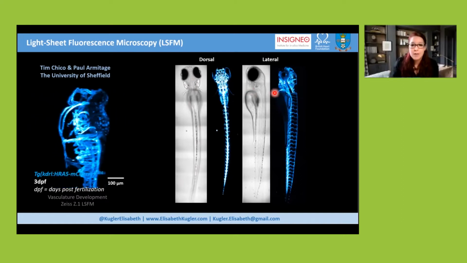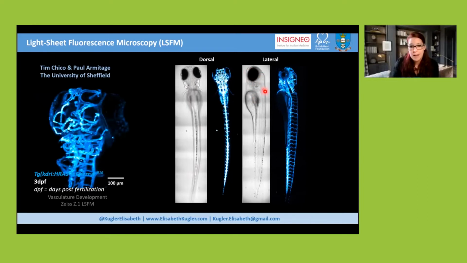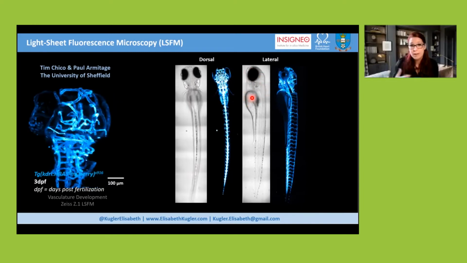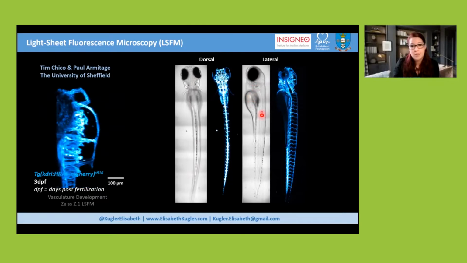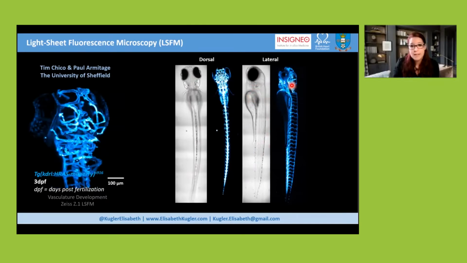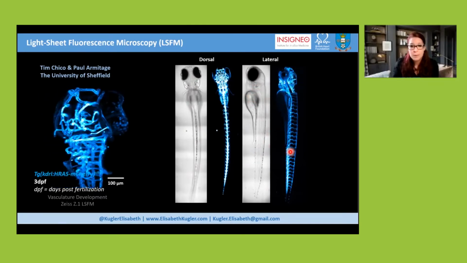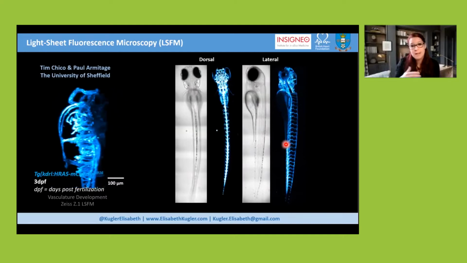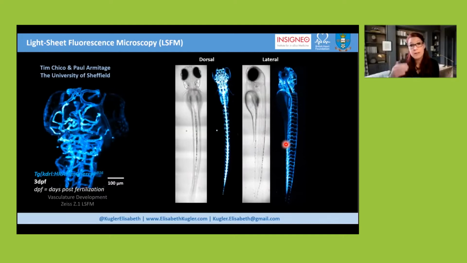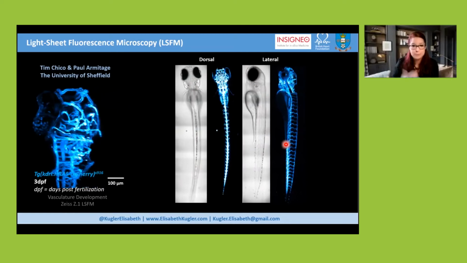And this is the side view where you look at, again, the eye, the brain. This is the yolk supplying the nutrients to the fish, and this is the trunk. And this is again the vasculature. For some of the talk, we will be talking about these vessels here, which are the vessels that migrate and form between the muscles or the somites within the fish.